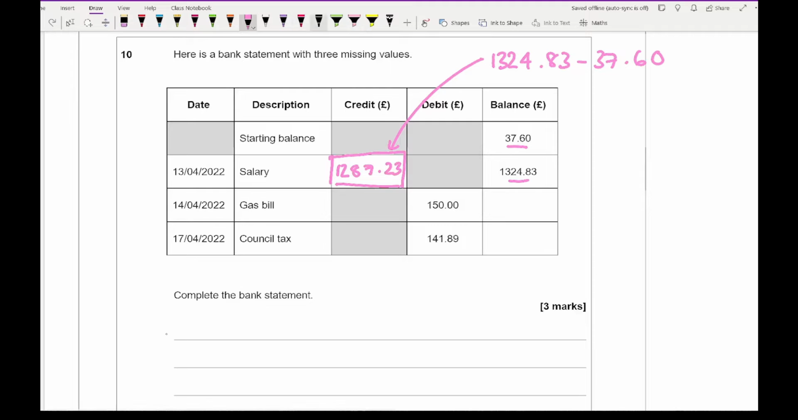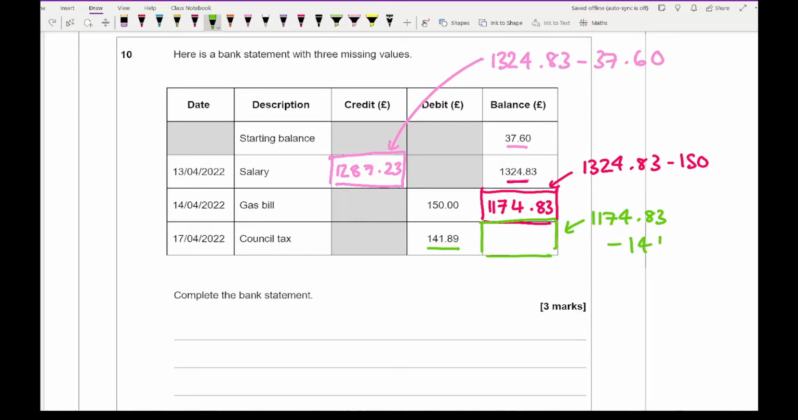1287.23. Then for this box here, now debit means take away, so we're going to do 1324.83 minus 150, and if I type that into my calculator, I should end up with an answer of 1174.83. And then finally, for this box here, I'm going to take away 141.89 from the previous balance. So that's going to be 1174.83 minus 141.89. And that should give you an answer of 1032.94.